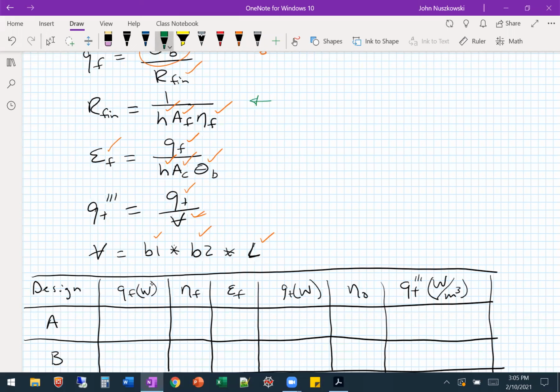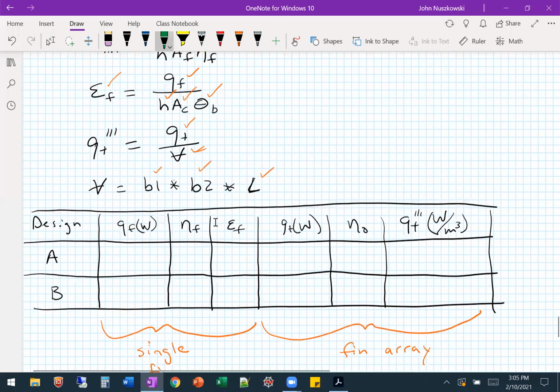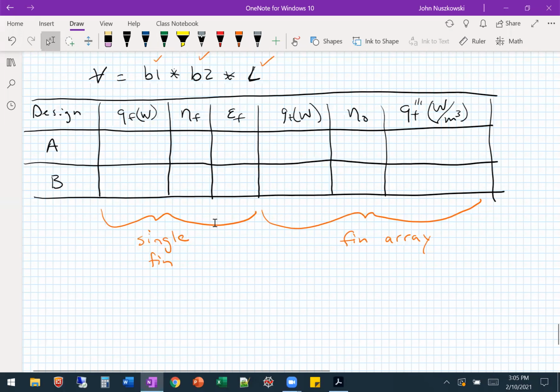And then the total heat rate per unit volume of that heat sink. We just need the volume, base 1, base 2 times length. When we do that, for the single fin, we get QF of 1.8, and then 0.475. We have the fin efficiency for a single fin, 0.779, or basically 78%, and 0.873 or 87.3%.